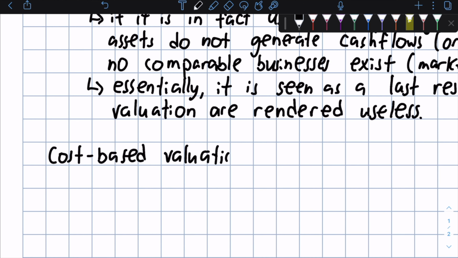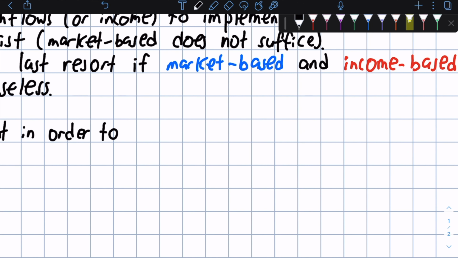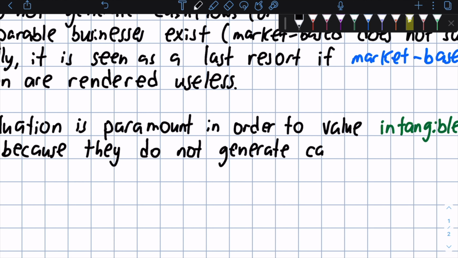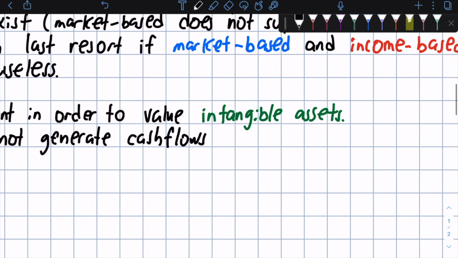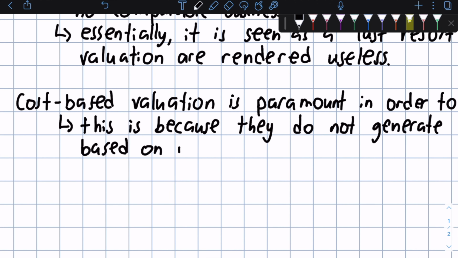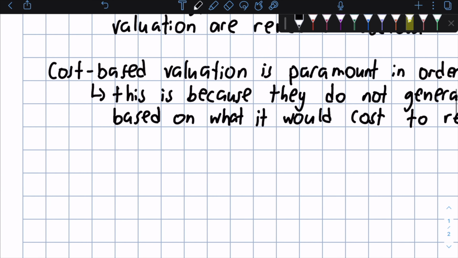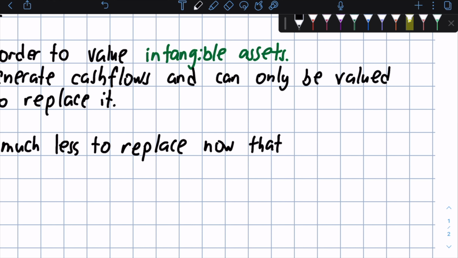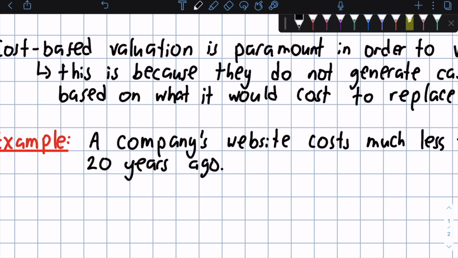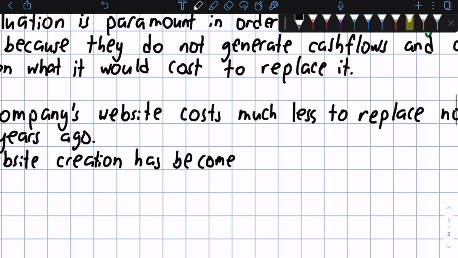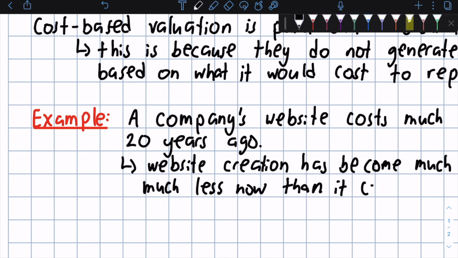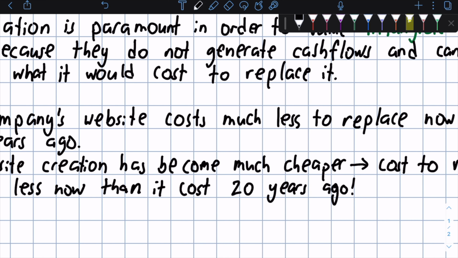Cost-based valuation is paramount in order to value intangible assets, and there's essentially no other way to do it. This is because they don't generate cash flows, and they can only be valued based on what it would cost to replace them. So intangible assets are assets that aren't actually measurable in financial terms. As an example, a company's website, which is an intangible asset, costs much less to replace now than it would have 20 years ago, and this is mainly due to technological innovations. Website creation has become much cheaper, and the cost to replace it is much less now than it was 20 years ago. And this is pretty important in terms of analyzing the costs.